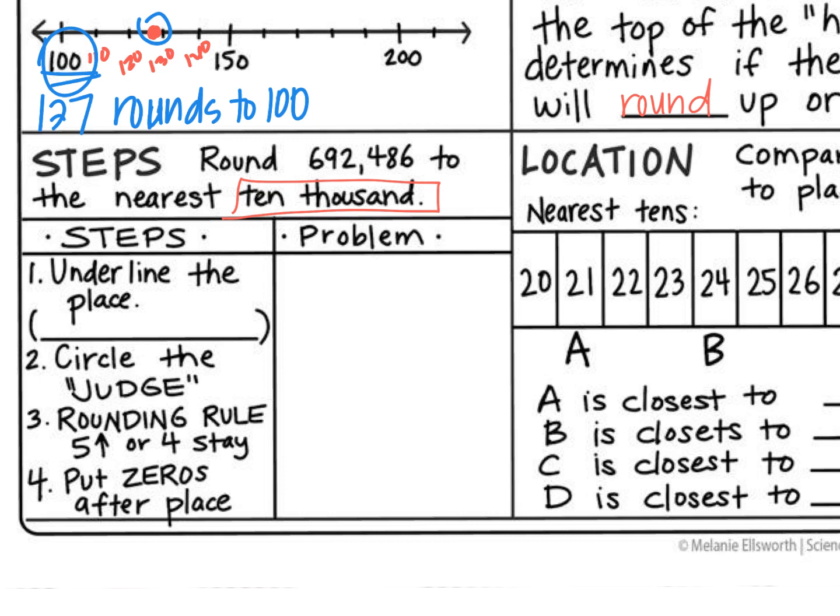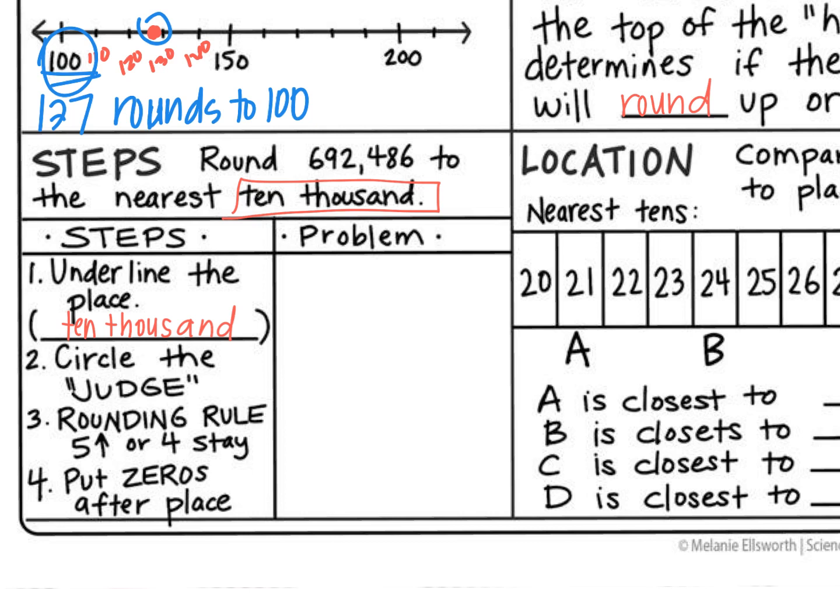The steps to do that, underline the place. We just practiced that a second ago. We underline the place. What place am I rounding to? 10,000. I just boxed it because it was important information. So I'm going to underline the place. In this case, I'm underlining the 10,000s place. I'm going to circle the judge.